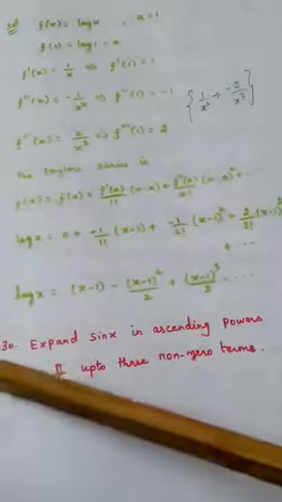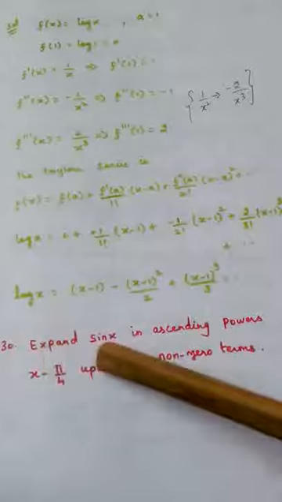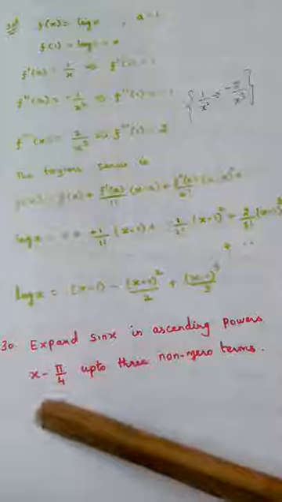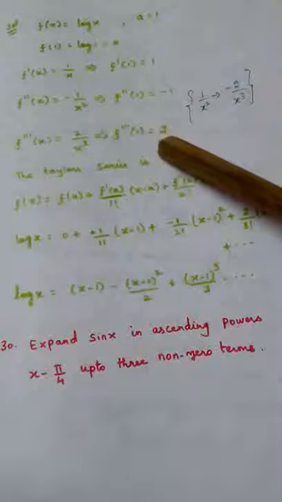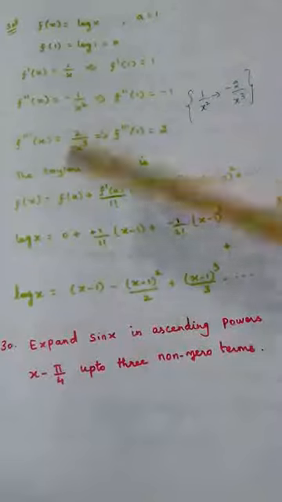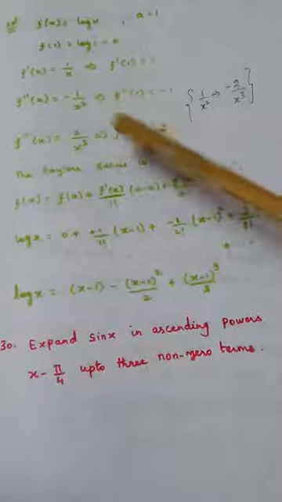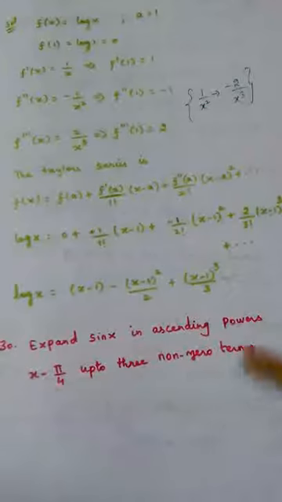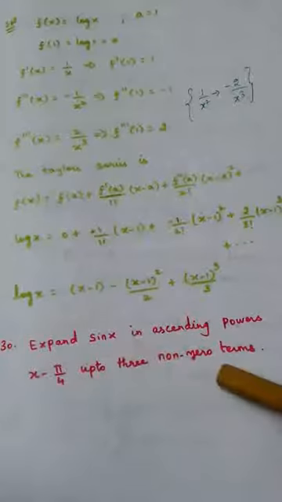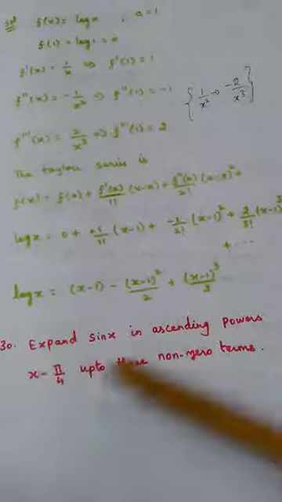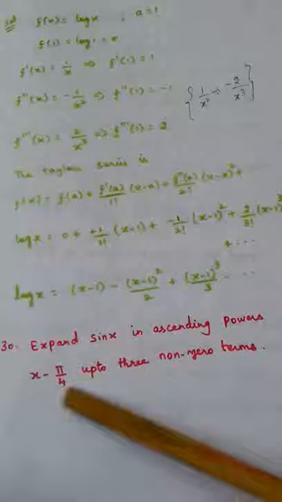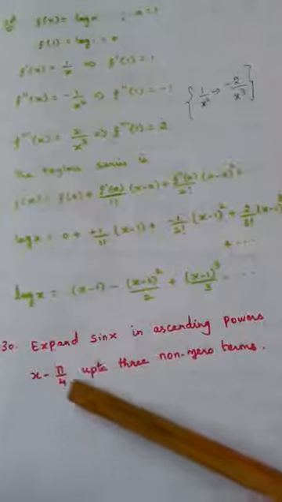Problem number 30. Expand sin x in ascending powers of x minus pi by 4 up to 3 non-zero terms. So this sum and the previous sum are almost the same problem. In the previous sum they clearly gave Taylor's series expansion. Here they have not mentioned the name, but by seeing the question itself we should know that this can be done only by Taylor's theorem, because ascending powers of x minus pi by 4, this is the clue for us.